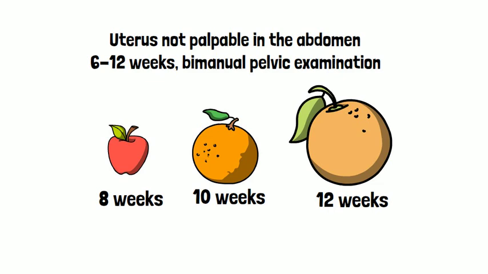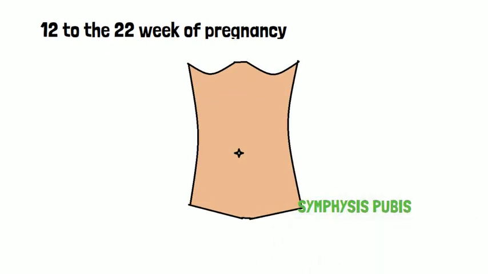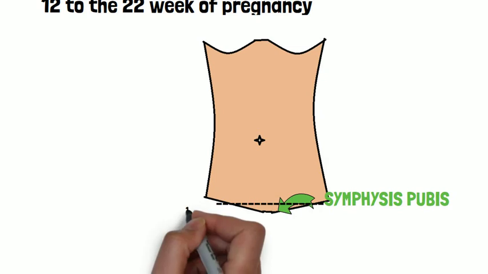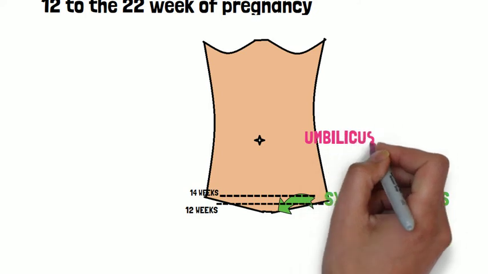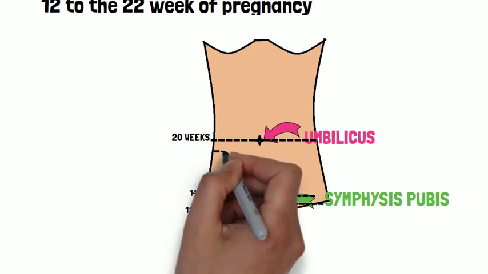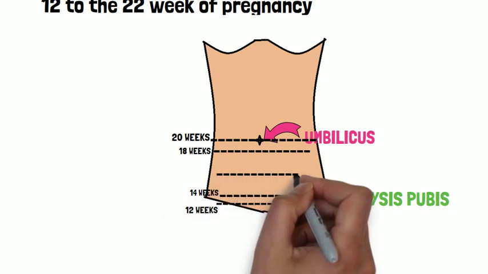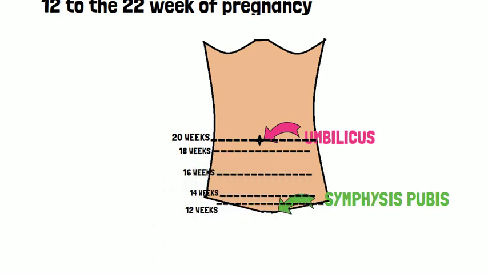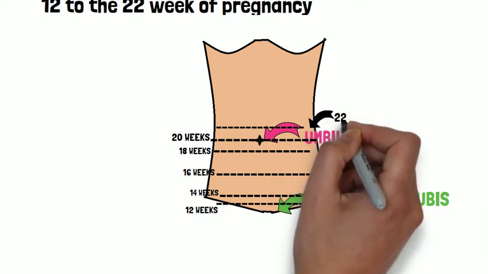The uterus is palpable perabdominally above the symphysis pubis from the 12th week of pregnancy. When it is about 2 finger breadths above the symphysis pubis, it is approximately 14 weeks pregnant. When it is at the level of the umbilicus, it is 20 weeks pregnant. When it is 2 finger breadths below the umbilicus, it is 18 weeks pregnant. And when it is halfway between the 18 weeks and 12 weeks, it is 16 weeks pregnant. When it is one finger breadth above the umbilicus, it is 22 weeks pregnant.